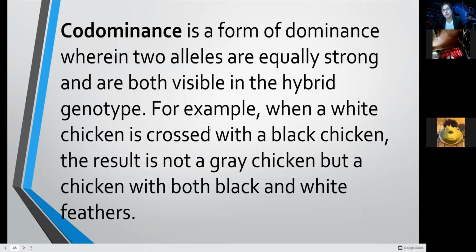When we say codominance, it is a form of dominance wherein two alleles are equally strong and are both visible in the hybrid genotype. Genotype again means the complete set of genes. For example, when a white chicken is crossed with a black chicken, the result is not a gray chicken. Just like what we actually crossed a while ago.